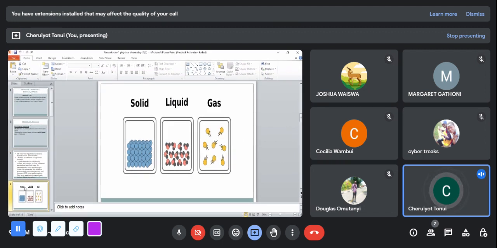As you can see on the screen, the particles of solid, liquid, and gases. In solid, you can see the particles are closely together, while in liquid, it is not as closely together as that of a solid. And also the gases, they are not closely together.